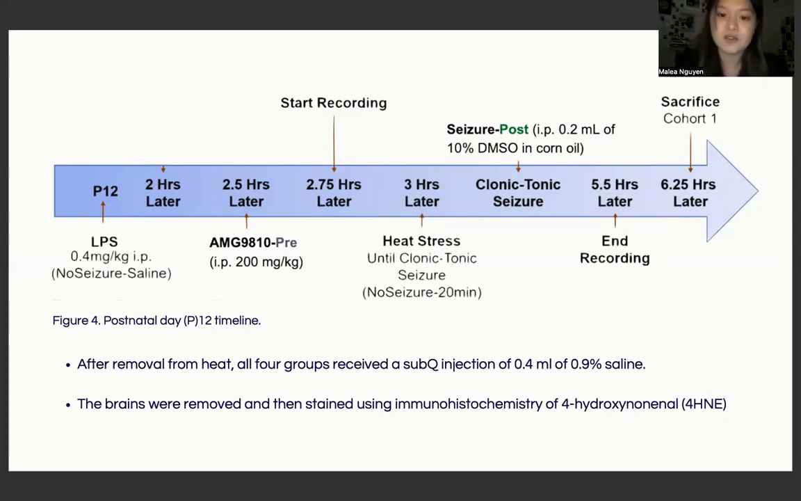Essentially, the pre-groups were given their drug prior to being exposed to endogenous heat, whereas the post-groups were given their treatment after being exposed to heat. The drug for the no seizure group is simply just saline, and the no seizure groups were also exposed to heat for only 20 minutes before being removed from heat, whereas the treatment and the seizure groups were heated until a seizure was induced. After removal from heat, all 4 groups received a sub-Q injection of 0.4 mL of 0.9% saline. After sacrifice, the brains were removed and then stained using immunohistochemistry of 4-HNE, which is a lipid peroxidation byproduct of oxidative stress.